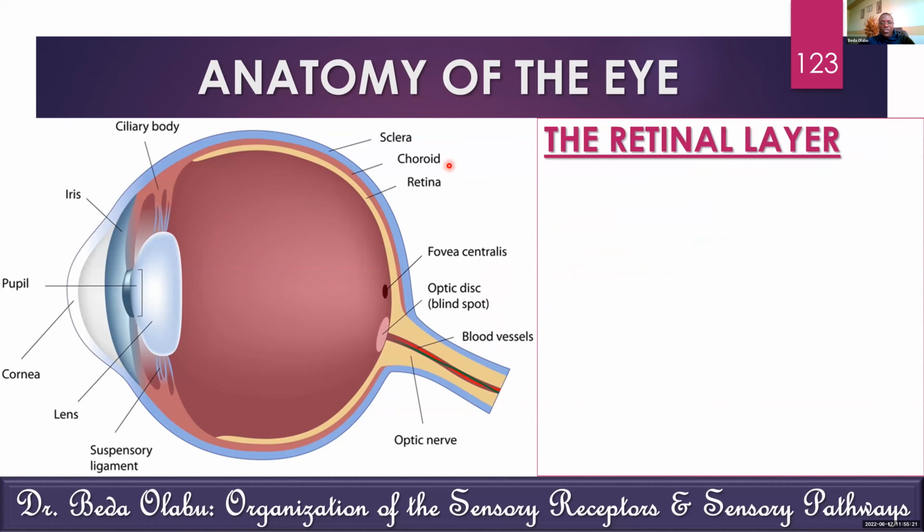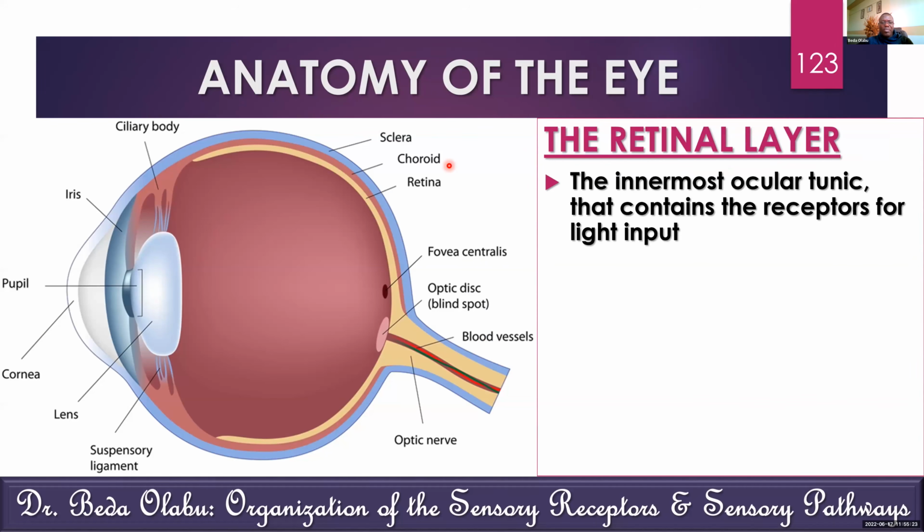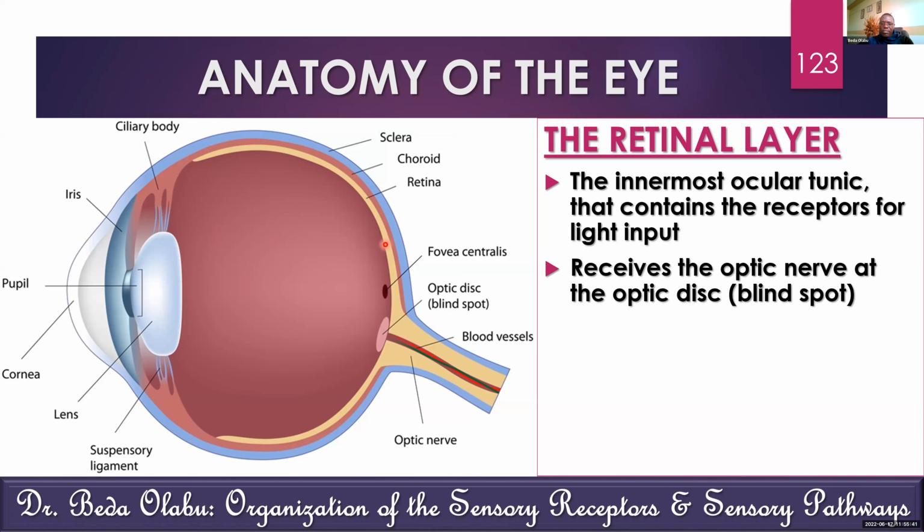The third layer of the eye is called the retina. This is the innermost tunic of the eye, illustrated by that yellow thing there. It is the one that functions as the receptor for light. It's the photoreceptor layer. Now take note that the retina receives the second cranial nerve, the optic nerve. So that's the optic nerve, and it enters at that point.